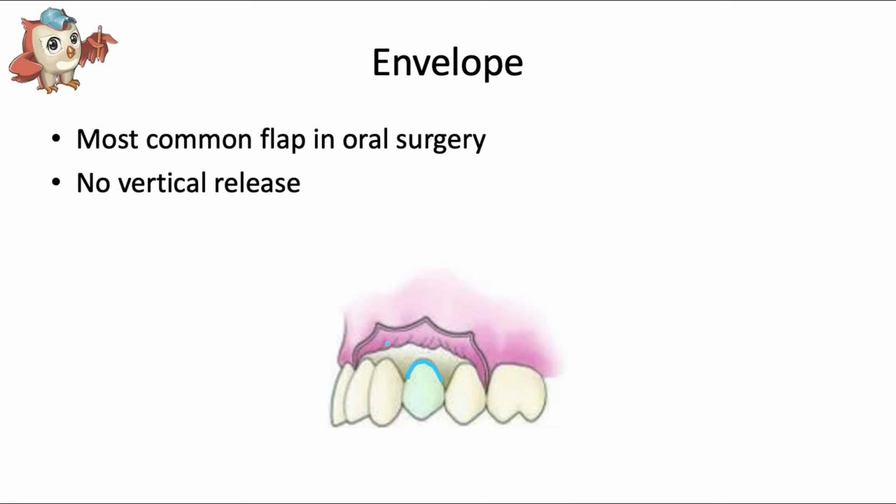So technically, based on our definitions from before, this would be a full thickness, non-displaced flap because the flap includes both mucosal tissue and periosteum, and its final position will be the same as its starting position.